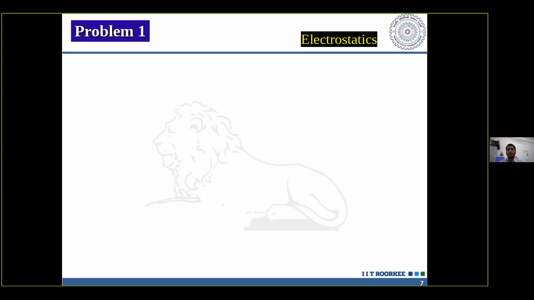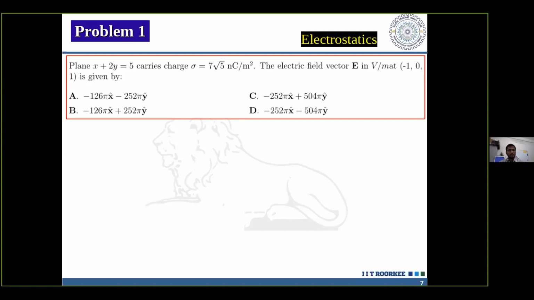Almost always a given problem involves a couple of concepts, as well as mathematical tricks. So let us take the first problem, which is very simple. I have a plane defined by x plus 2y equals 5, which carries a surface charge given by this quantity. What we want to find is the electric field, in V/m, at this point.